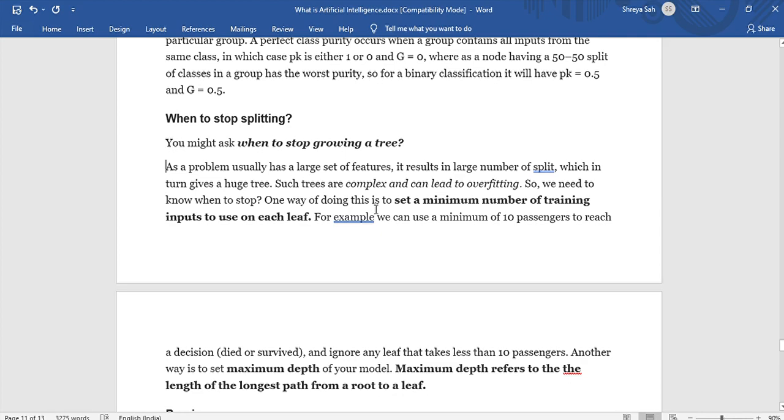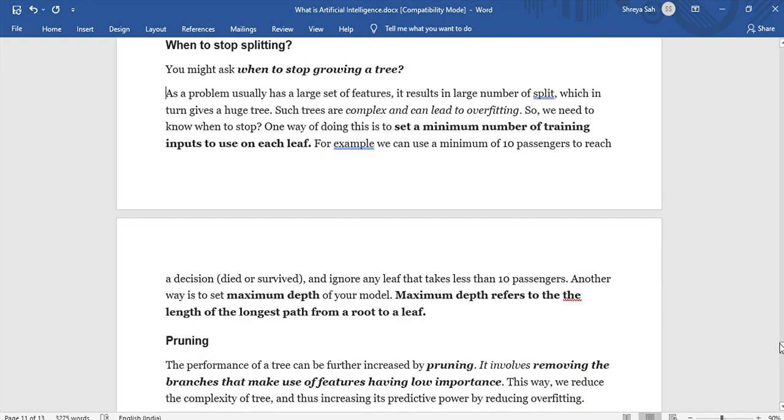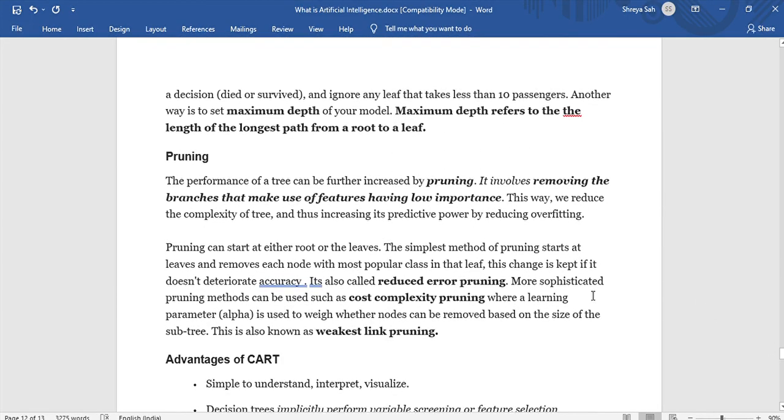One way of doing this is to set a minimum number of training inputs to use on each leaf. For example, we can use a minimum of 10 passengers to reach a decision and ignore any leaf that takes fewer than 10 passengers. Another way is to set the maximum depth of our model. Maximum depth refers to the length of the longest path from the root to a leaf.